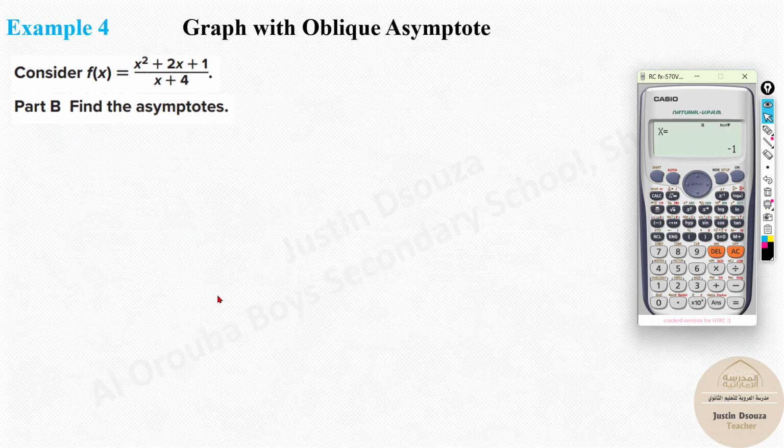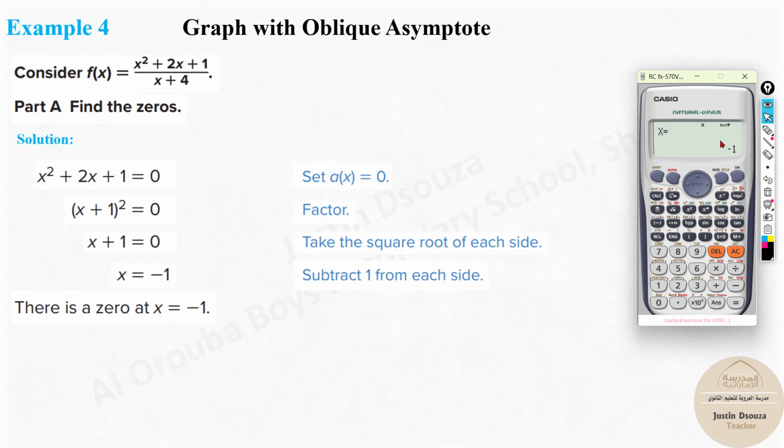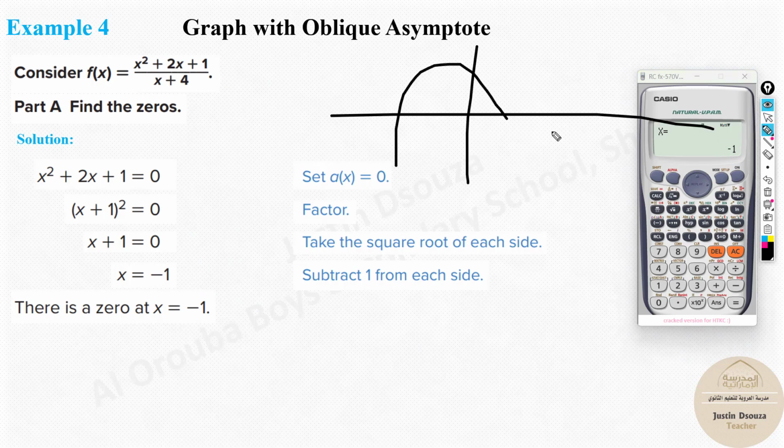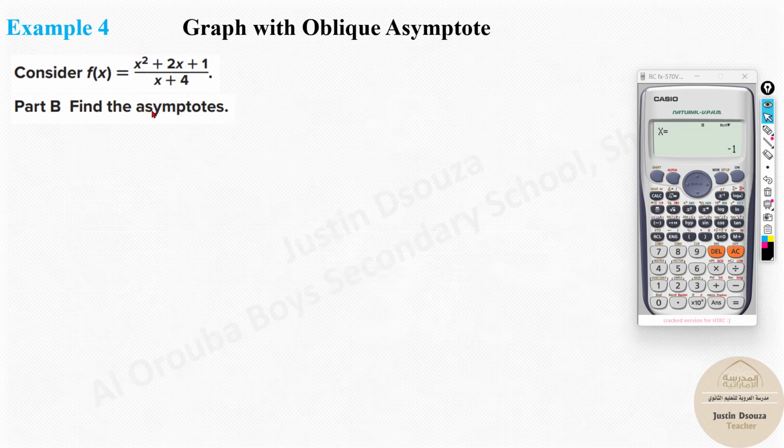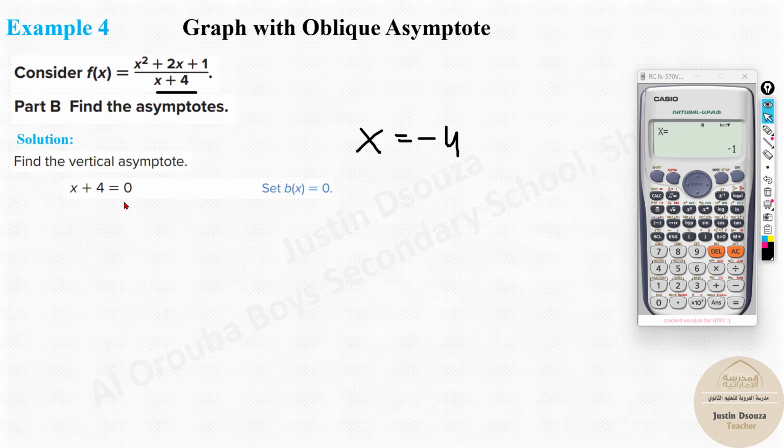Now that is finding zeros, right? That is like, if you have the graph like this, where are the x-intercepts, that's what it means. Now what about the next thing? Asymptotes. Let's find the vertical asymptote because it has a denominator. You can see over here x equals minus 4 is the vertical asymptote, okay?